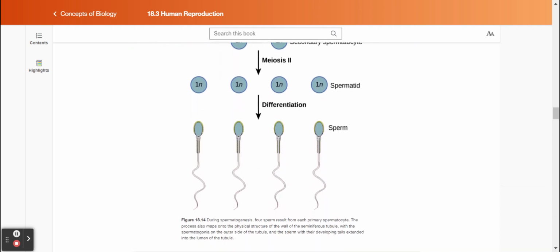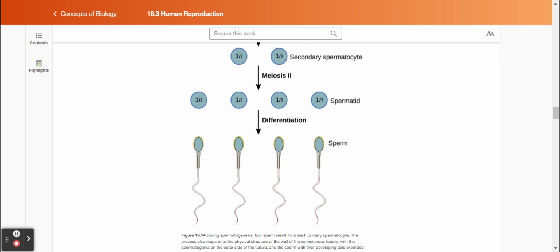Figure 18.14. During spermatogenesis, 4 sperm result from each primary spermatocyte. The process also maps onto the physical structure of the wall of the seminiferous tubule, with the spermatogonia on the outer side of the tubule, and the sperm with their developing tails extended into the lumen of the tubule.